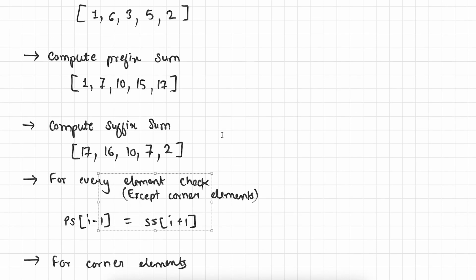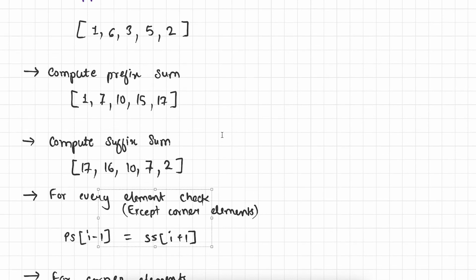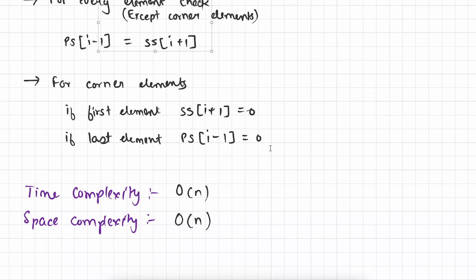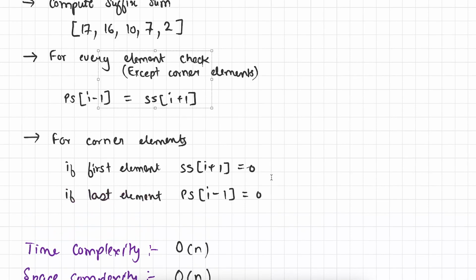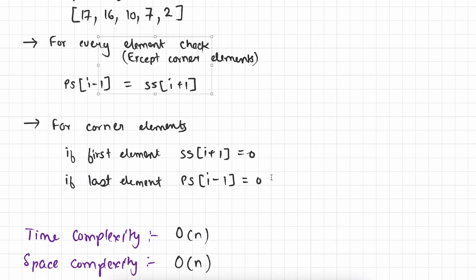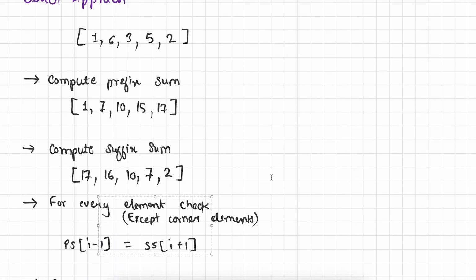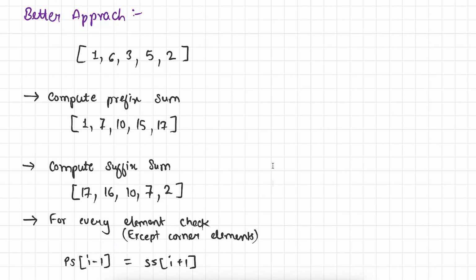So ultimately we are running 3 loops here, and we are also taking n space to store the suffix and the prefix sum. So we can say that the overall time complexity of this approach is going to be big O of n in the worst case, and space complexity also big O of n, because we are taking space to store the prefix sum and suffix sum. So guys, I hope you understood this approach better.